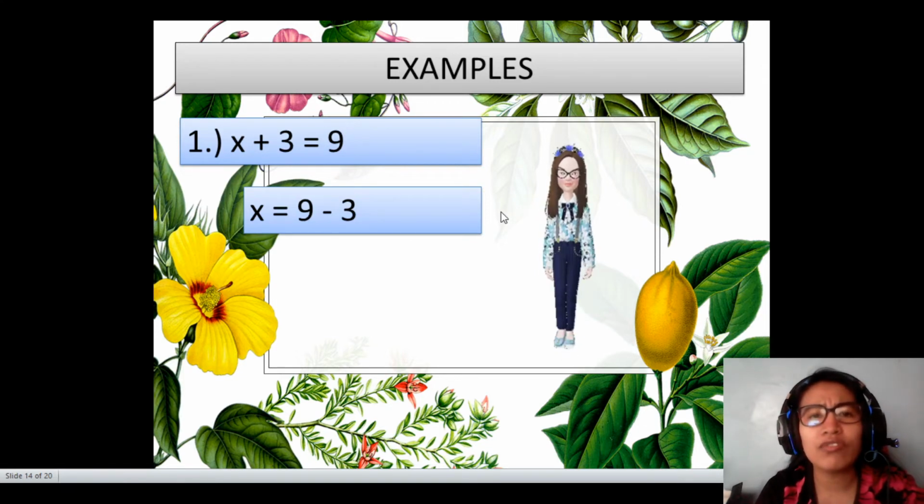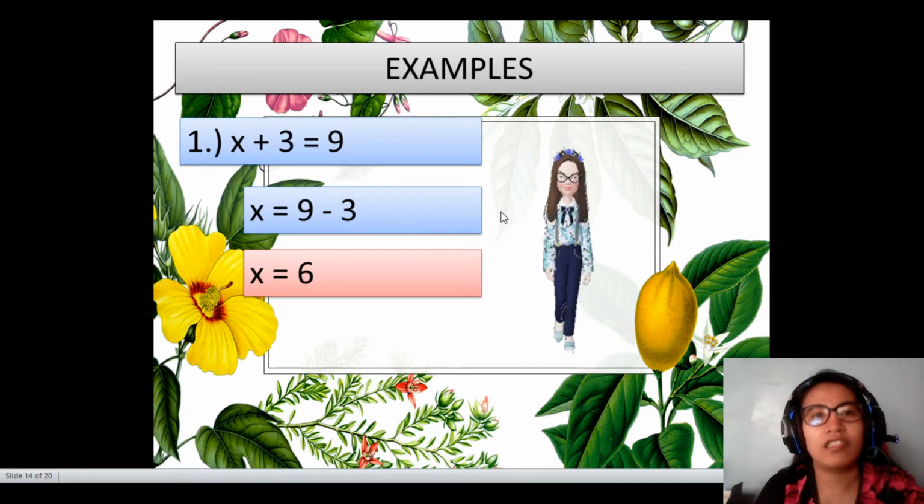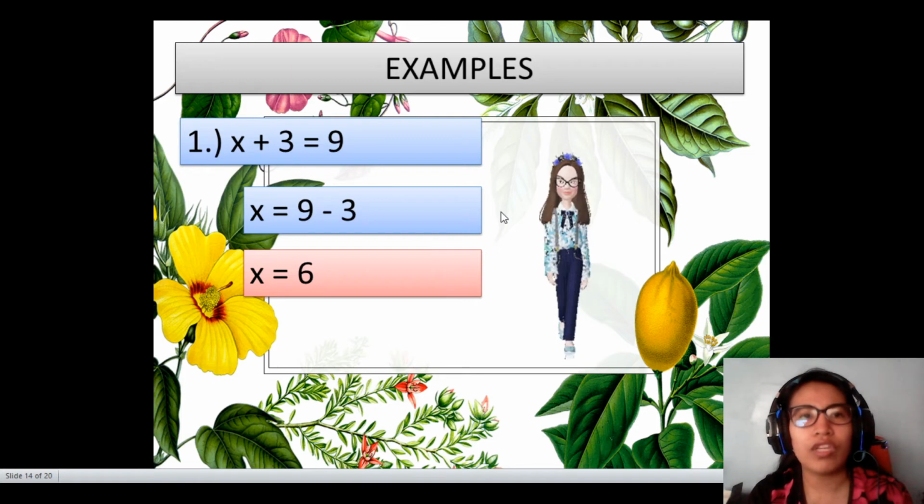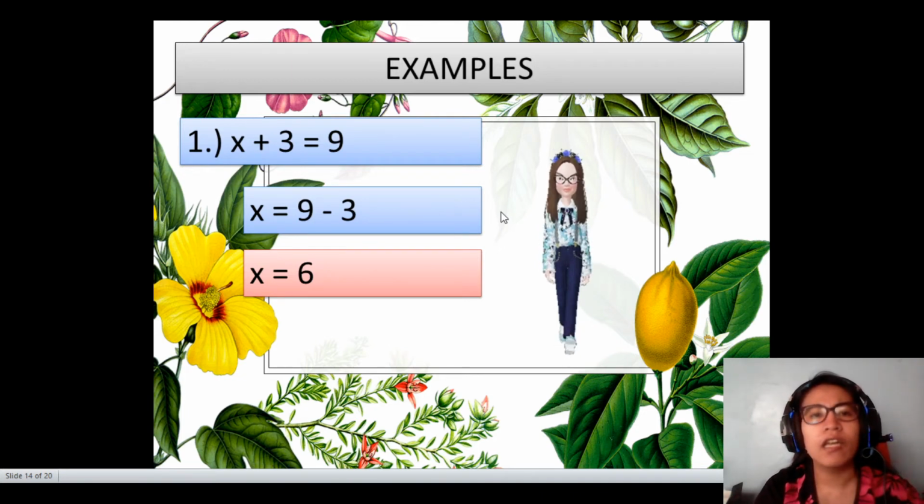Now I can solve. I have 9 minus 3. Therefore, the value of my x should be 6. Okay, x equals 6. To check if your answer is correct, you can substitute that in the given equation. So if the value of my x is 6, therefore 6 plus 3, I already substituted it, 6 plus 3 is equal to 9, which is correct.